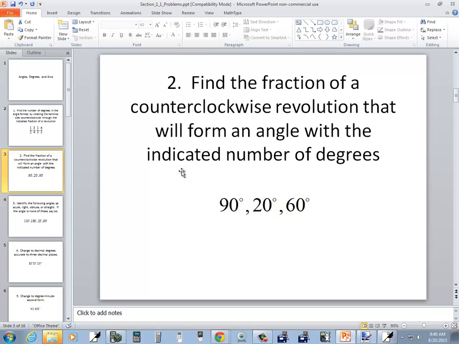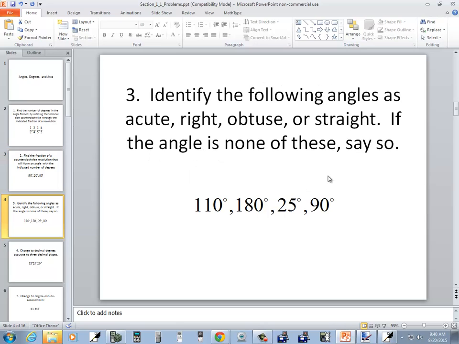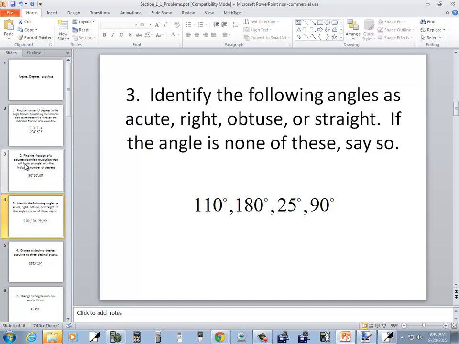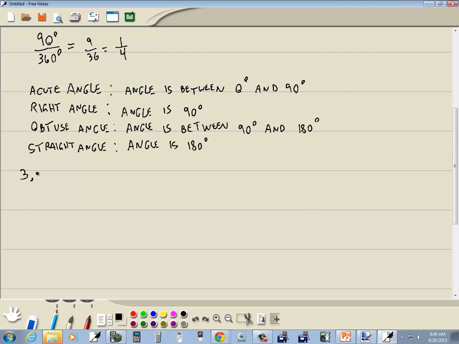Now let's take a look at the next problem that deals with that. It says identify the following angles as acute, right, obtuse, or straight. If the angle is none of these, then say so. You might think, well, that covers everything: 0 to 90, 90 to 180, or 180. Well, what if it's greater than 180? What if it's equal to 0? There are some cases where these definitions wouldn't apply.